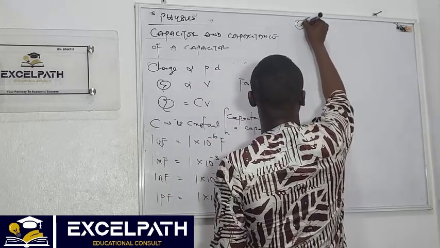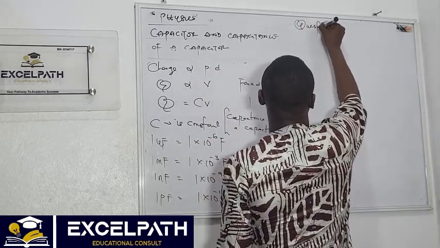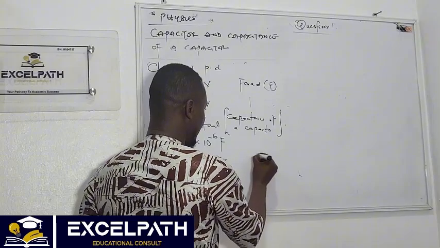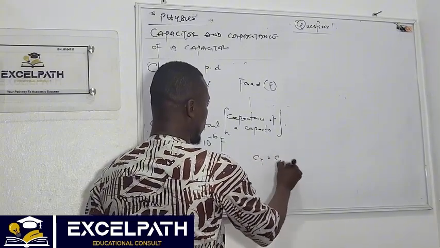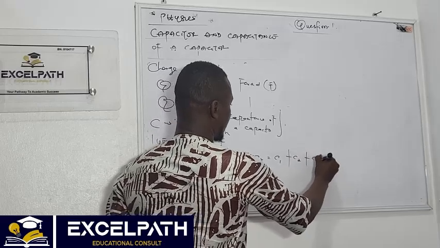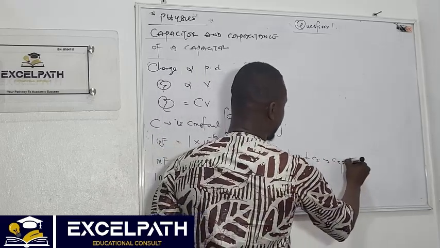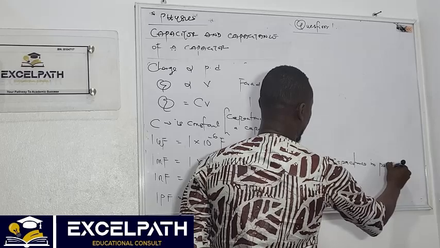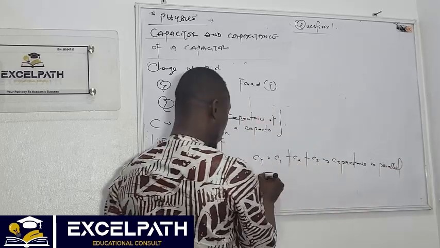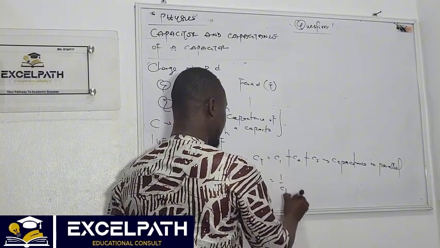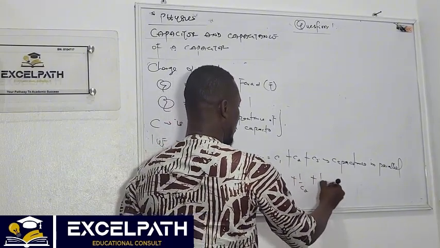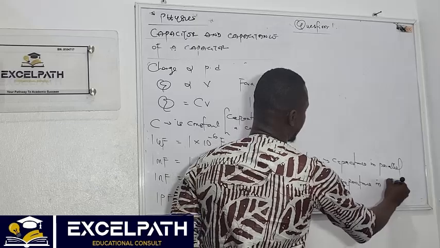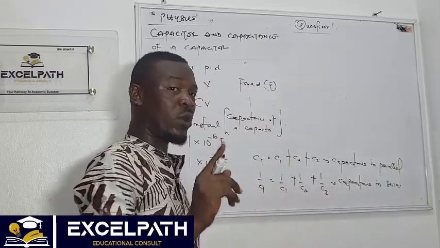Question 1 says, but before I give you the question, please remember, I said CT equals C1 plus C2 plus C3. I said this one is capacitance in parallel. Why 1 over C total equals 1 over C1 plus 1 over C2 plus 1 over C3 is capacitance in series. Remember that.